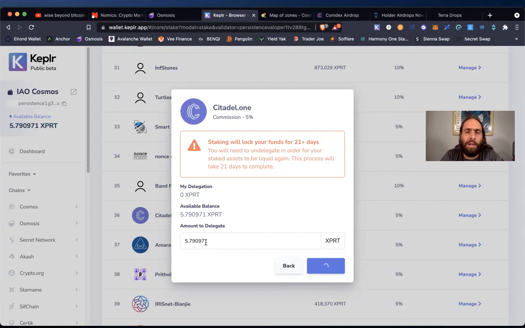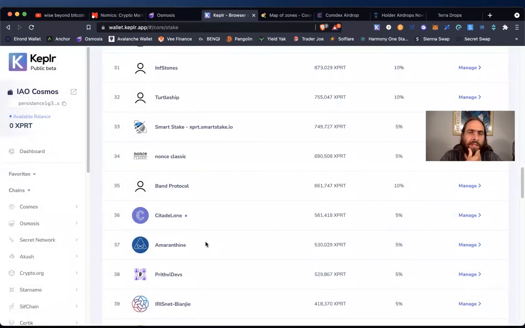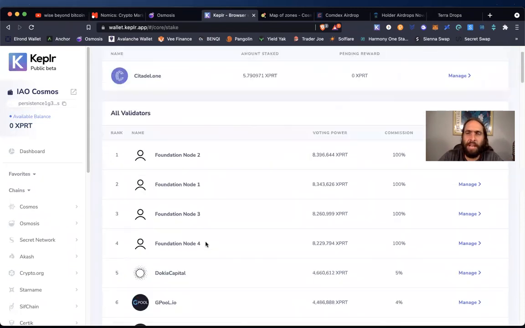So when you're in the Persistence network and you're locking up your funds, know that while they're earning potential airdrops and staking rewards, it will take 3 weeks. It will take 21 days. Oh, look, it worked. Available balance is 0. Didn't cost anything. I was able to stake.